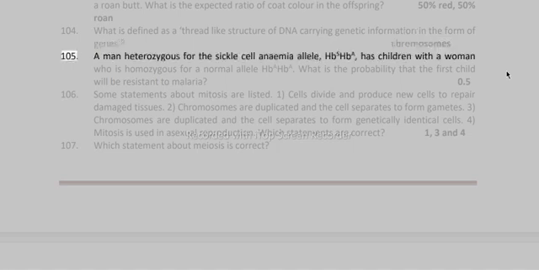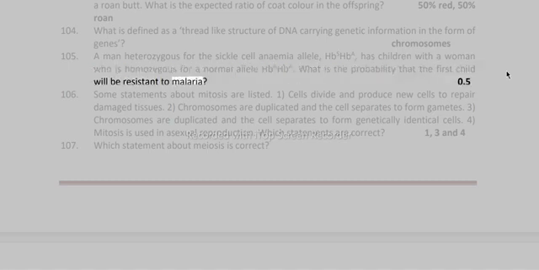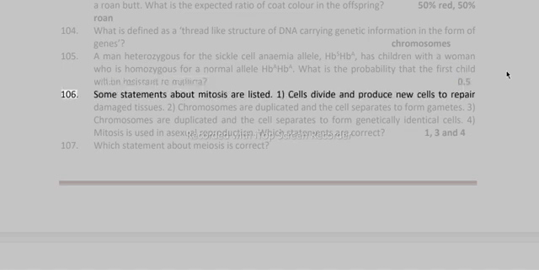Chromosomes. 105. A man heterozygous for the sickle cell anemia allele, HbS HbA, has children with a woman who is homozygous for a normal allele, HbA HbA. What is the probability that the first child will be resistant to malaria? 0.5. 106. Some statements about mitosis are listed.